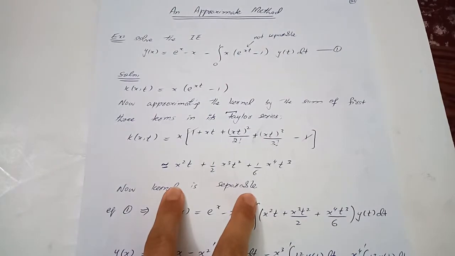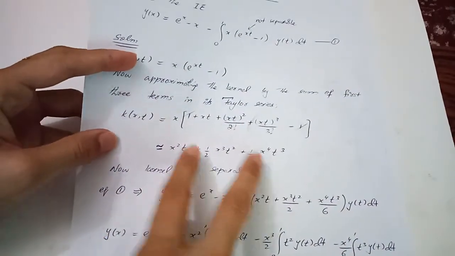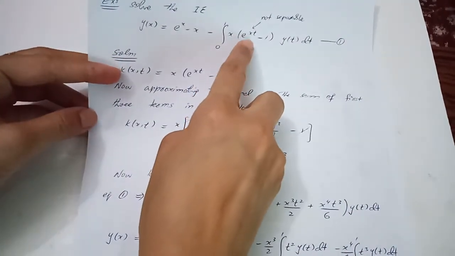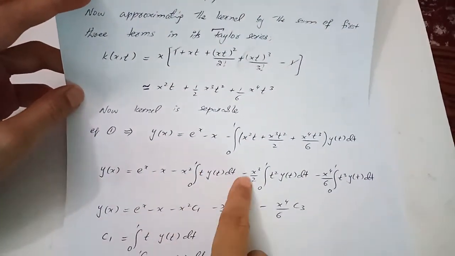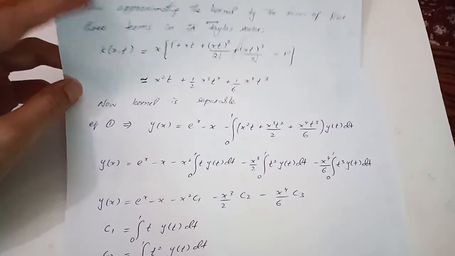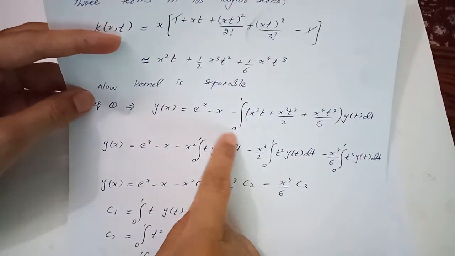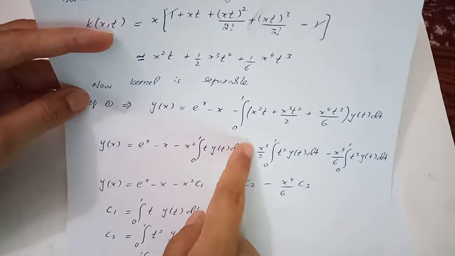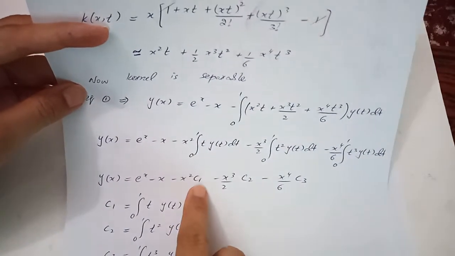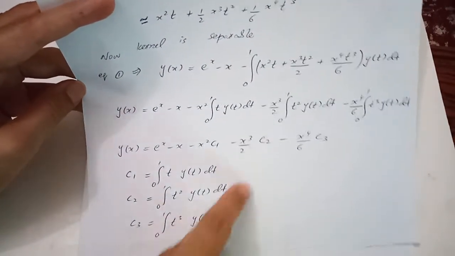Just plug in this kernel here in this integral equation. So I just plug in this value of the kernel in place of x e raised to power xt minus 1 here. After plugging in here, I have split my integral into 3 parts. Just take the x variable outside, and whatever is left with this integral, take it as c1, c2, c3. So our c1, c2, c3 are given as this.